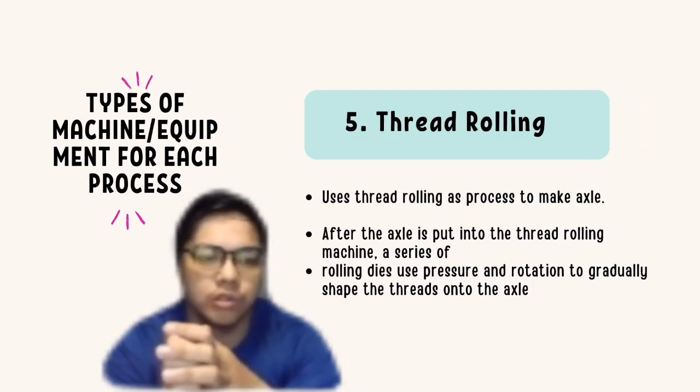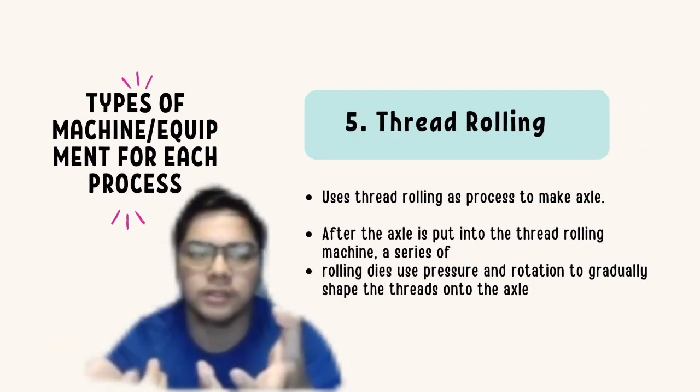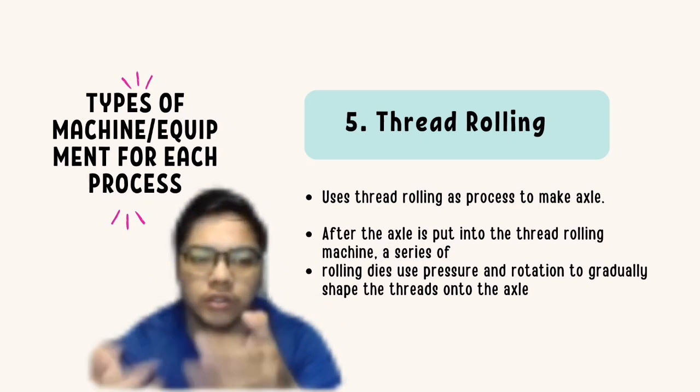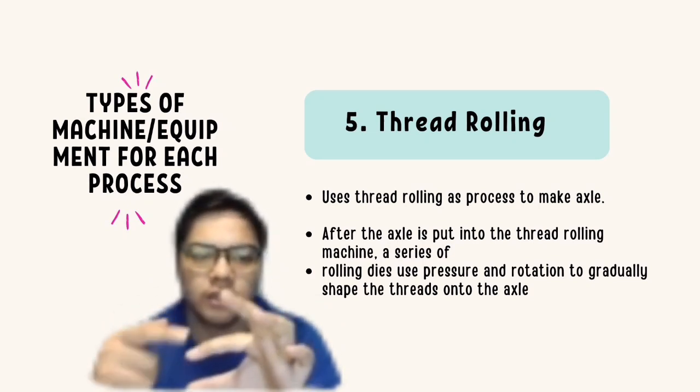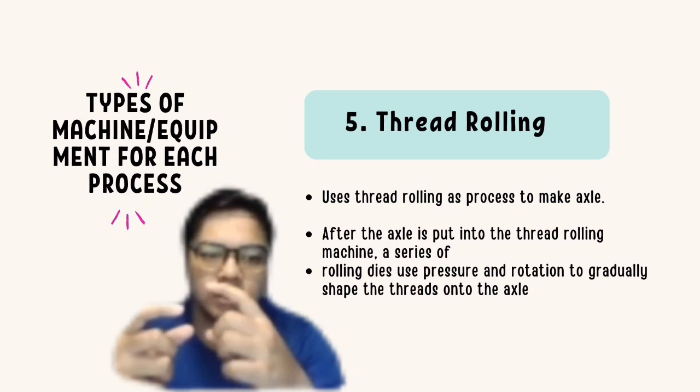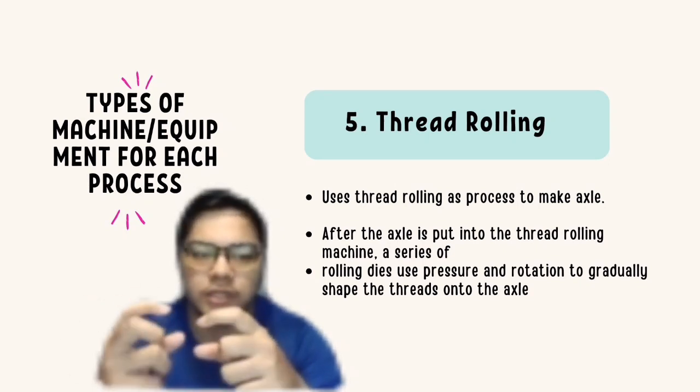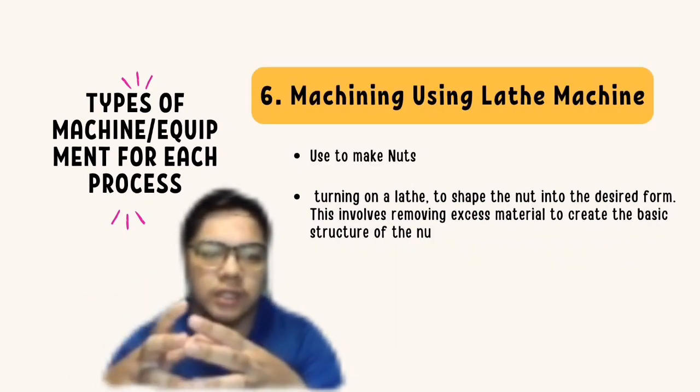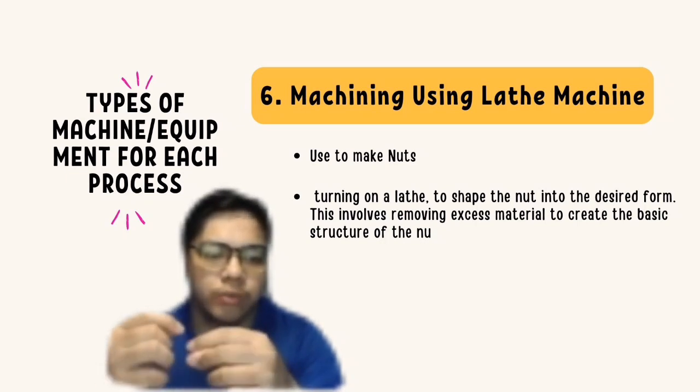Fifth one is thread rolling. It uses thread rolling as a process to make the axle. After the axle is put into the thread rolling machine, a series of rolling dies use pressure of rotation to gradually shape the thread into the axle. Later on, we're going to see the lathe machine. The sixth one is machining using the lathe machine, used to make nuts.